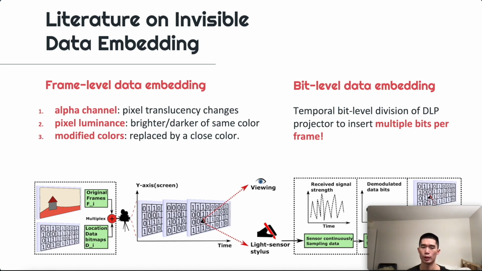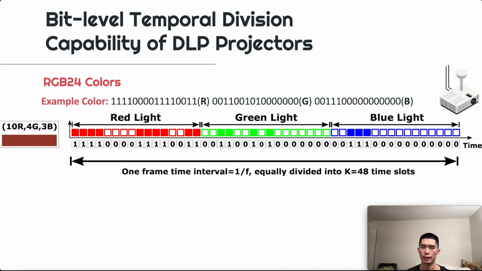Our approach, BitLight, is the first system that is able to embed multiple bits per frame. And we're using a DLP projector to achieve that. A DLP projector has the capability of dividing every frame time into subslots. In the most common scenario, each frame is going to be 1/60 seconds, and we can subdivide that into 24 slots. And for each one of those time slots, we can either turn on or turn off one of the 3 primary color light sources.